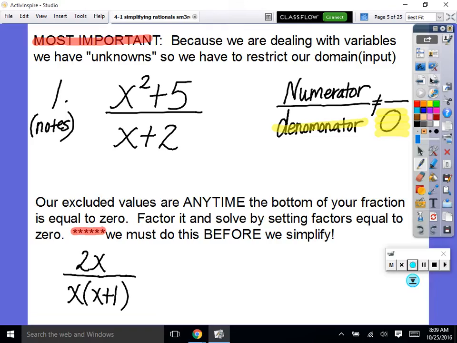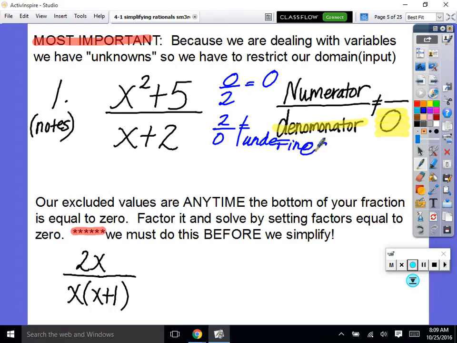So does everybody understand that it is not okay for the bottom to be 0? It is, however, okay for the top to be 0. 0 divided by 2 is 0, but 2 divided by 0 is not okay. Does everybody understand? It's undefined.